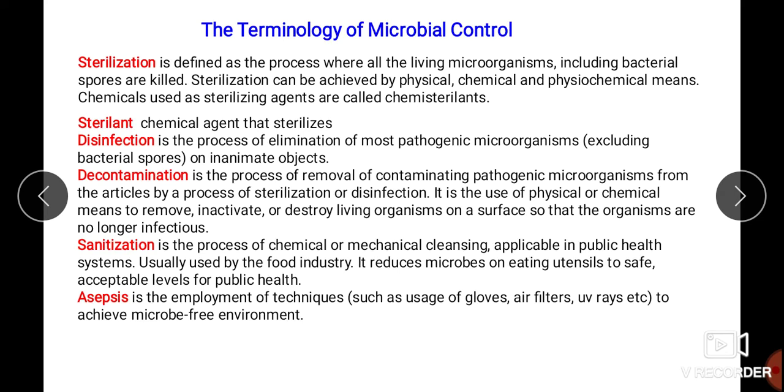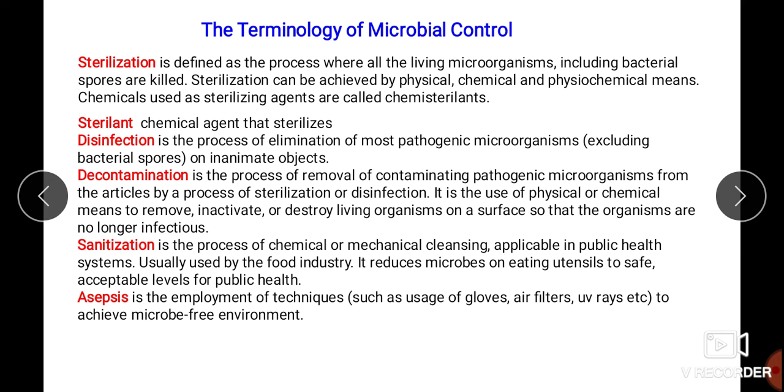The sterilization technique is a very important technique in different kinds of industries. For example, the pharmaceutical industries, dairy industries, food industries, also in different kinds of labs including a microbiology lab, and also in a hospital there is a need for proper sterilization.